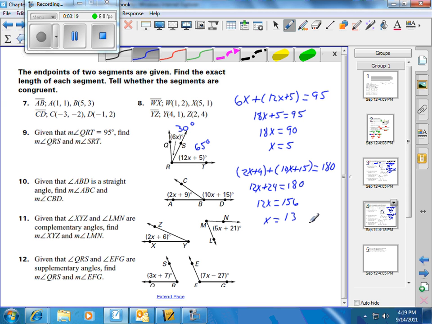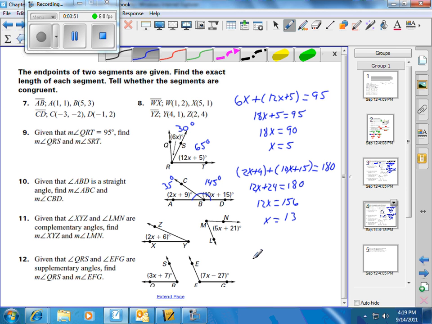All right, so let's see, what number is this? 10. So we'll put in 13 for x. 13 times 2 is 26 plus 9 is 35. So this angle ABC is 35 degrees. Put in 13 for x. 10 times 13 is 130. Plus 15 more is 145. And notice 145 plus 35 equals 180, and that's what these two angles are. They're a straight angle. They measure 180.